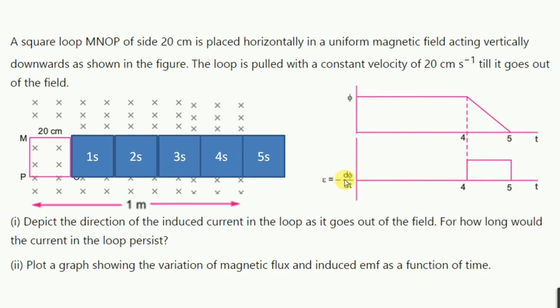Similarly if you find the EMF, from 0 second to 4 second there is no EMF. EMF will be produced only when there is change in flux. Change in flux occurs when this loop goes out of the magnetic field, that is from 4 second to 5 second. So there will be EMF from 4 second to 5 second. This is similar to the previous question, but out here the value of magnetic field is not given, so we can just give any value in the graph.